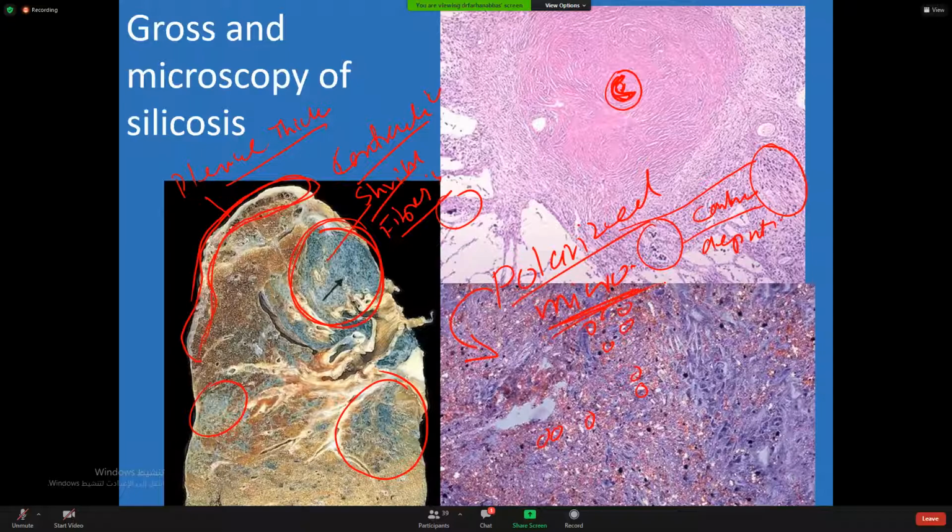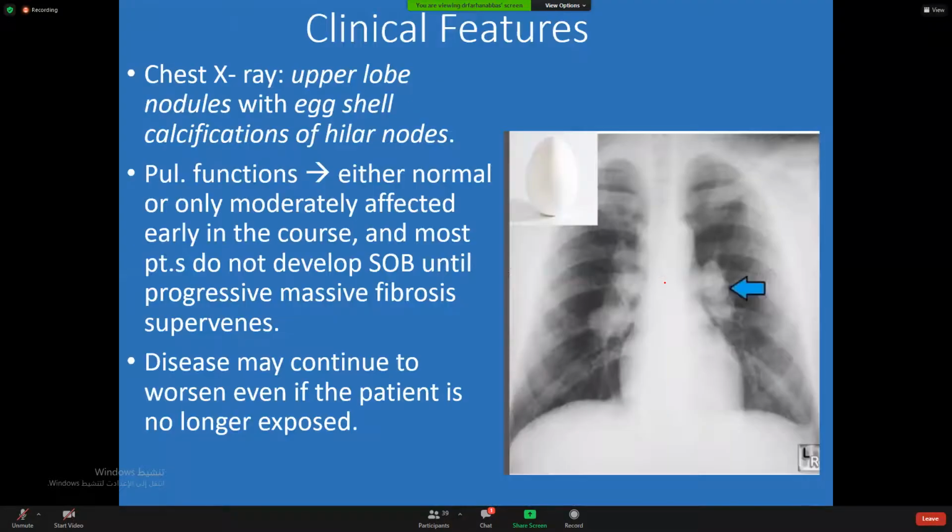Now, clinically, the upper lobes of the lungs are involved, and you can see the hilar nodes are very much calcified over here, and this is what we call the eggshell appearance or eggshell calcification of the hilar nodes. And you can see over here these are the hilar nodes showing eggshell calcification.